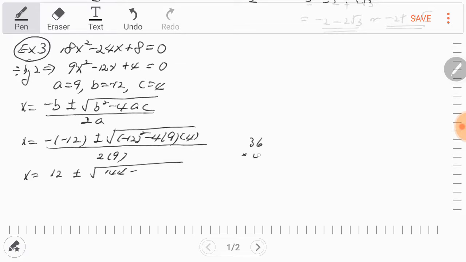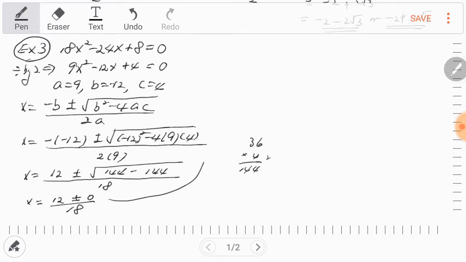36 times 4 is 144. So minus 144, the radical becomes 0. The denominator is 18. So x is equal to 12 plus or minus 0 over 18. Plus or minus 0 doesn't affect anything. So this x value is 12 over 18, and then reducing, x equals 2 over 3.